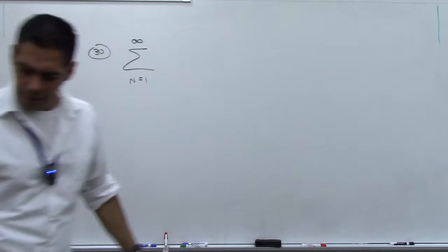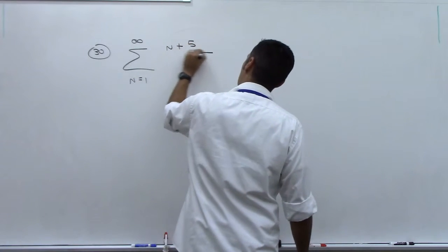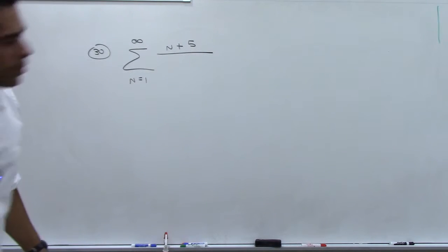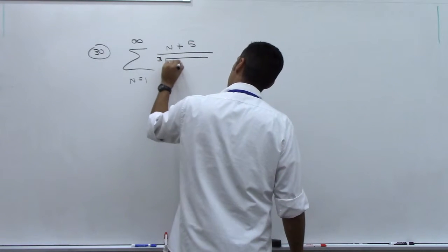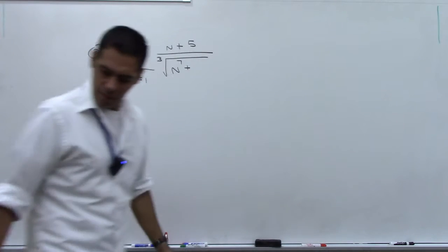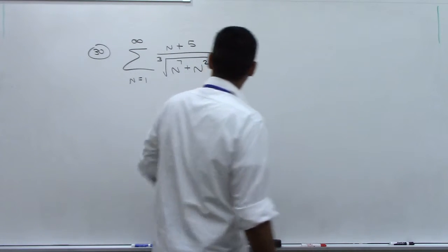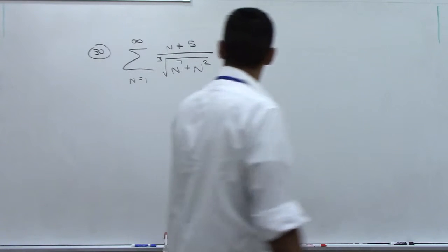N plus 5 over the cube root of n to the 7th plus n squared. And that's not very good looking, is it? So let's try and figure out what we would want to compare this to.